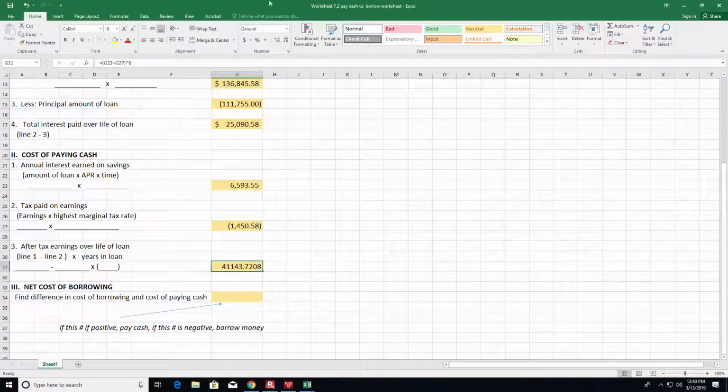So let's look at this. I have to pay $25,000 to get the loan, and I'm going to have to give up $41,000 in after-tax earnings. Should I borrow the money or take it out of my bank account? Really? Aren't I giving up $41,000 in after-tax earnings?